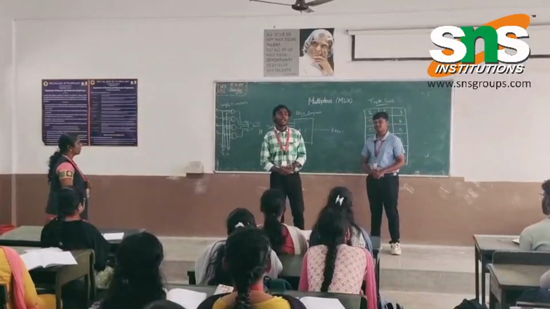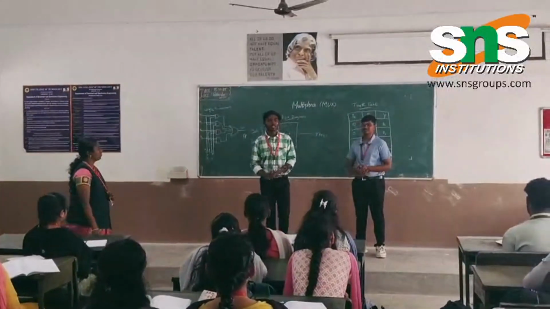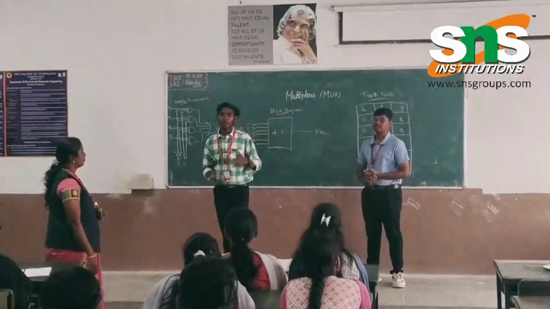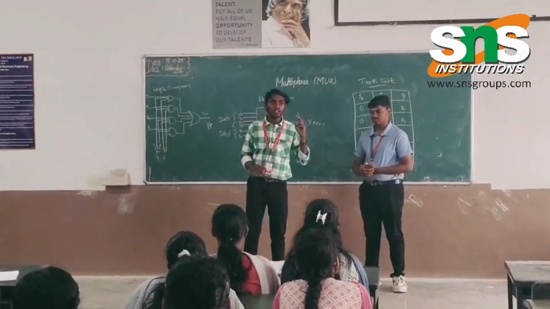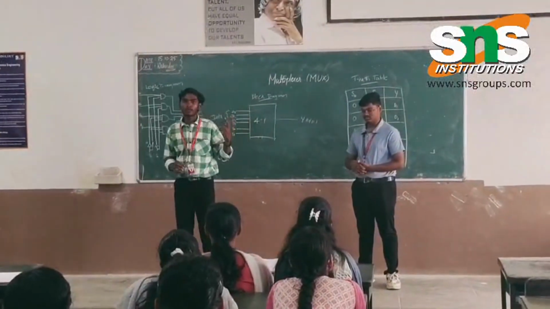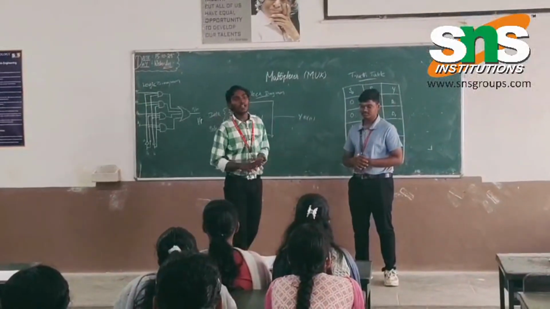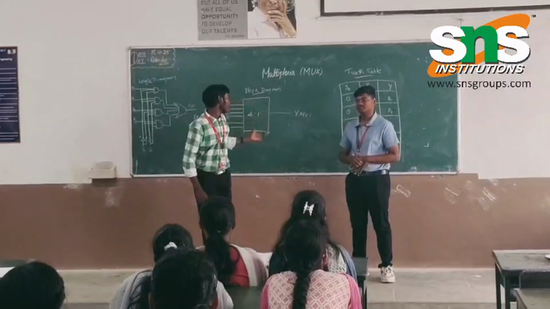Good morning, everyone. I am here to explain a multiplexer. So, what do you know about a multiplexer? A multiplexer has multiple inputs. A multiplexer has two types of inputs: data input and select input. Let's see a block diagram.